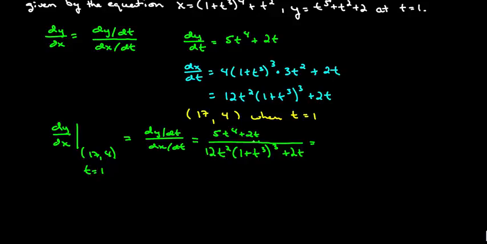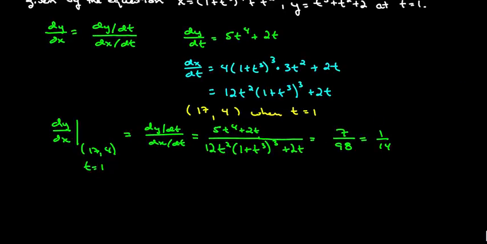So this is going to be 5 times 1 plus 2 times 1, which gives me 7 on the numerator. And the denominator, I got 1 plus 1 is 2, to the third is 8, times 12. So 8 times 12 is 96, plus 2 gives me 98. Now we should check to see if this can be reduced, and 98 is divisible by 7, and 98 is 7 times 14, so this will give me 1 over 14. So the slope is fairly flat. It's a 1 over 14 slope.